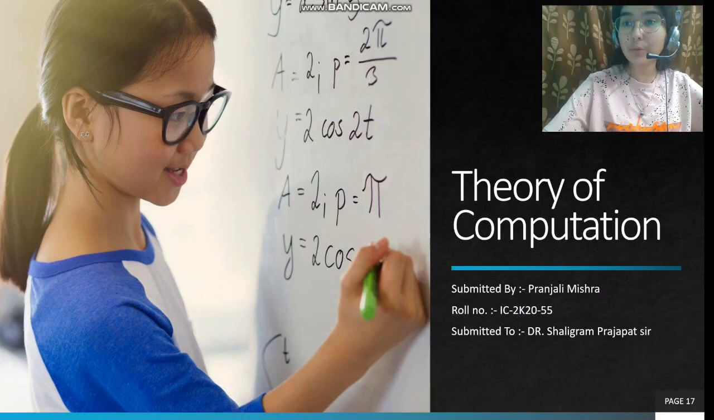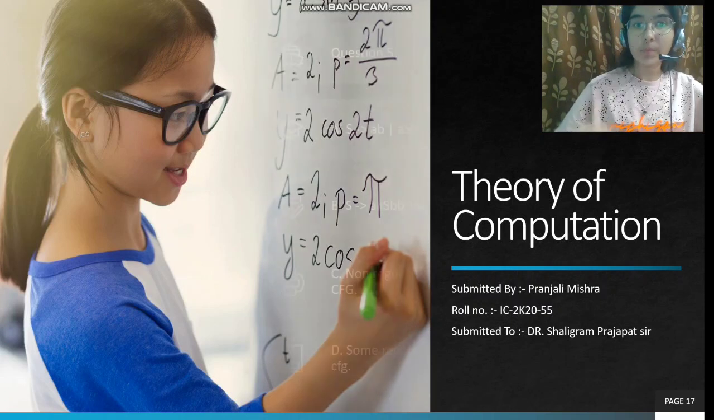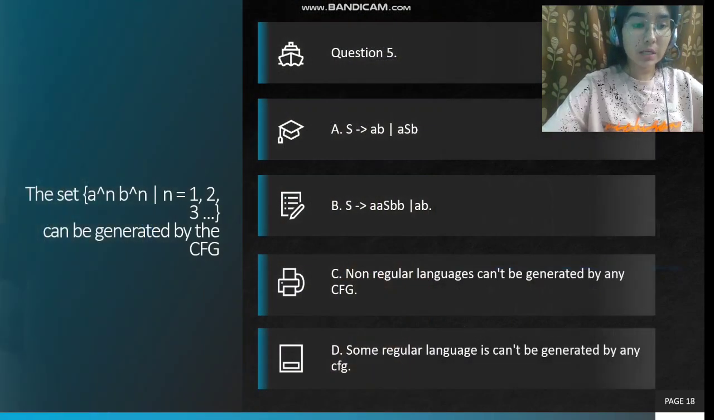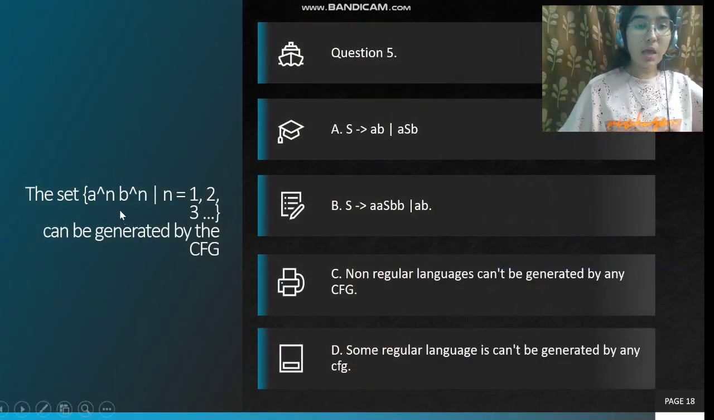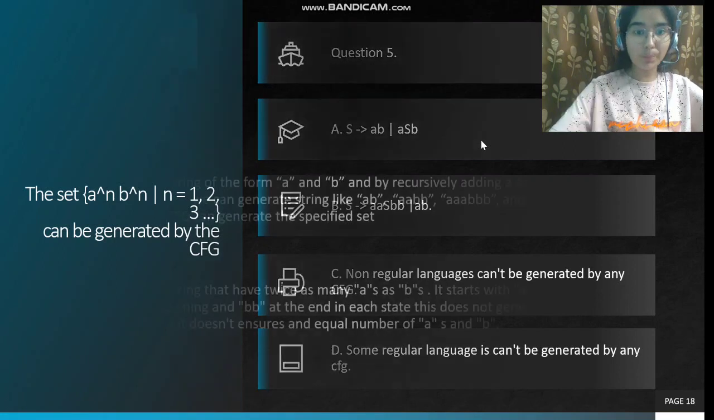We are continuing with our series where we are solving GATE questions on the subject theory of computation. Today we are going to solve question number 5. Question 5 says the set A^n B^n, where n belongs to 1, 2, 3, can be generated by the CFG. CFG means context-free grammar. To prove this, we have to look at the options and prove them. So let's get started with our option explanation.